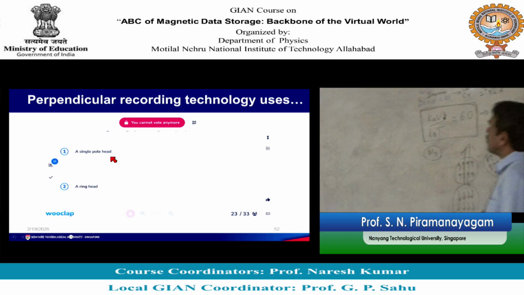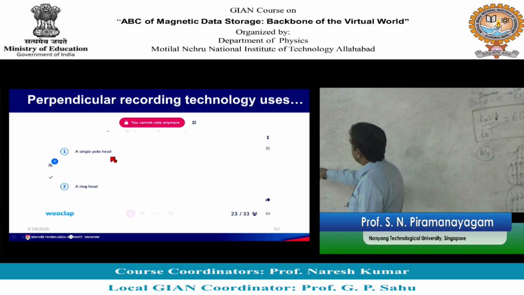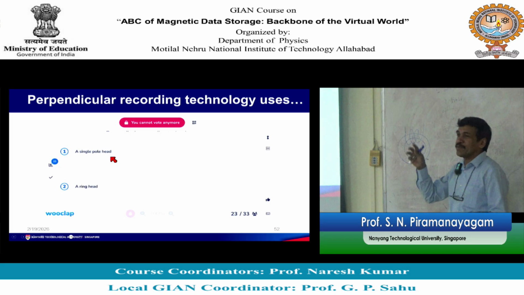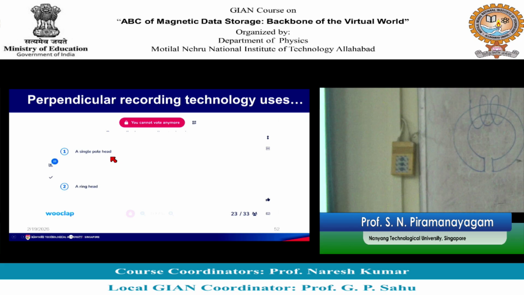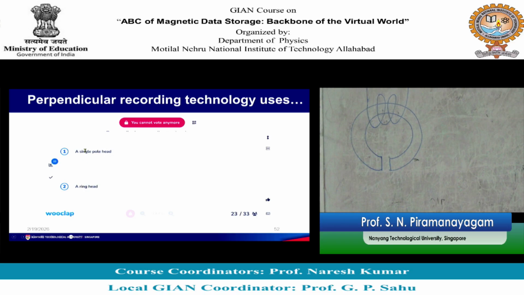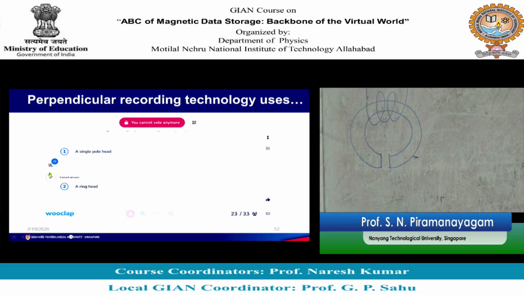Okay, so in the old days, right, the longitudinal recording head looked like this. It looked like a ring, so people called it a ring head. But that is for longitudinal recording. For perpendicular recording, we are using a single pole head.